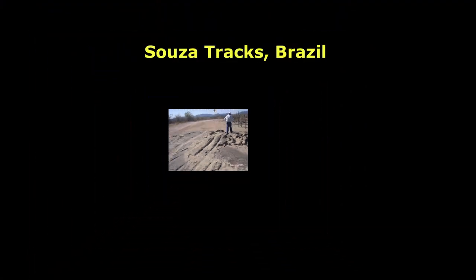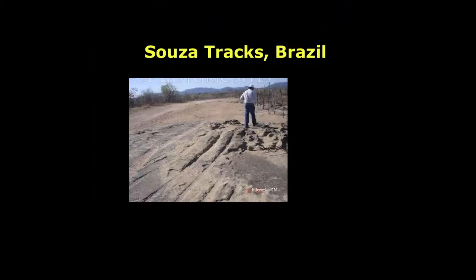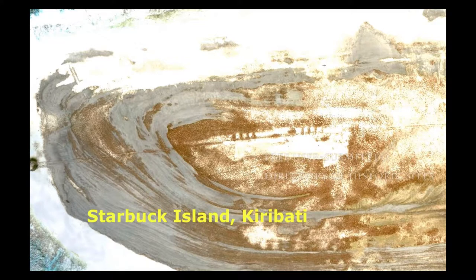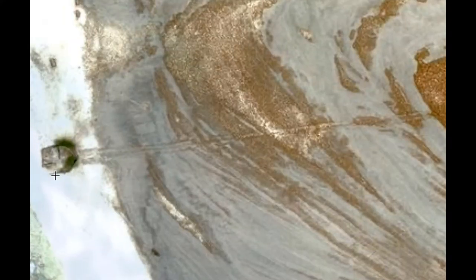The Sousa tracks in Brazil. You see multiple parallel tracks here. Just one more example. This is Starbuck Island in Kiribati. And I think it was pointed out that this is actually some type of modern something due to modern activity. I can't remember where I saw what the explanation was, but that definitely could be. Here's the little thing down there, whatever that is. Maybe it's one of these vehicles that made the tracks, maybe not.